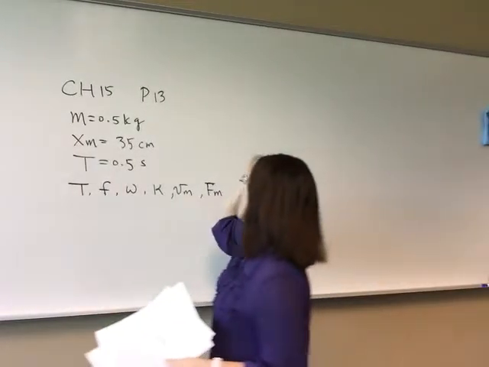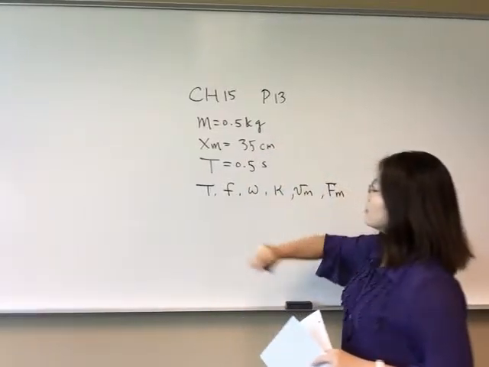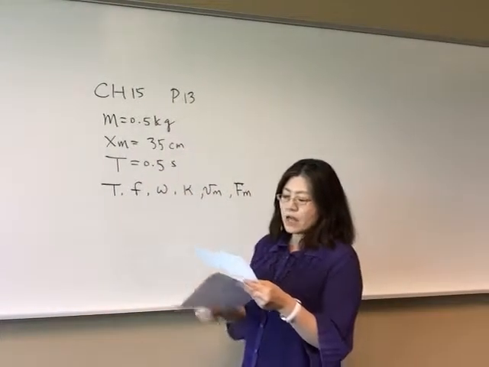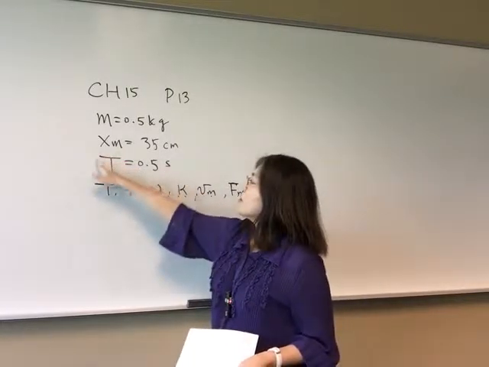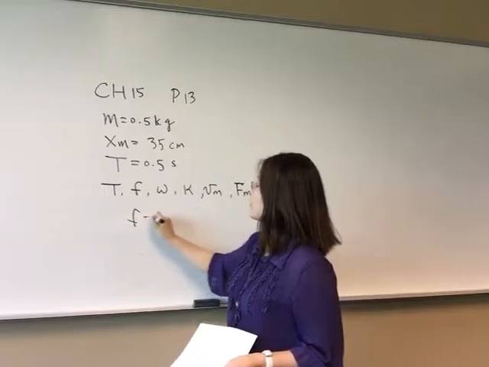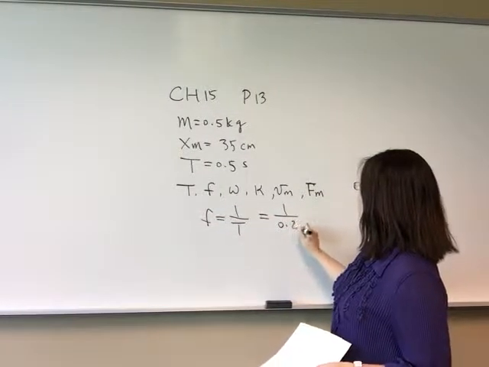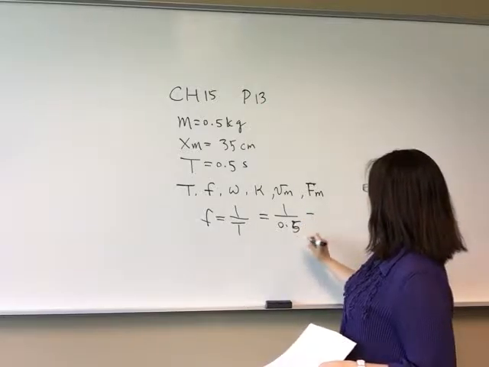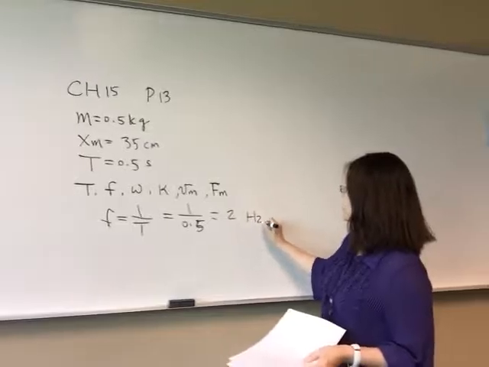Based on the information we're given, we already find that our T value is just 0.5 seconds. Once you know the period, it becomes very easy to find the frequency, because your frequency would simply be the inverse of the period. So you have 1 over 0.5, so you get 2. And the units will be in hertz.